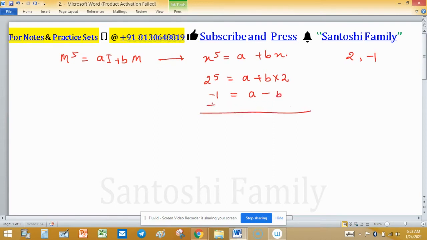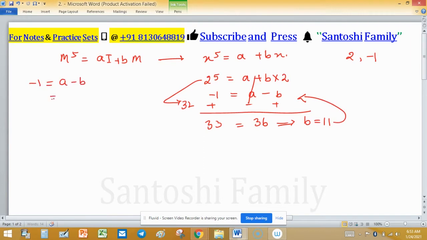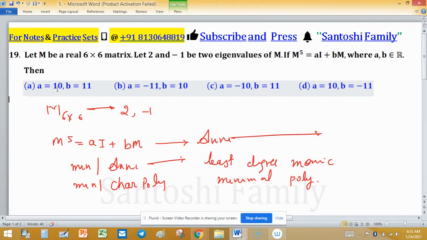Now subtract these. This will cancel out. It will be 33, since 2 raised to the power 5 is 32. 32 plus 1 is 33, equal to 3b. This implies b equals 11. Now put this value of b in this equation: minus 1 equals a minus b. Sorry, b is 11. So the value of a equals 10. Which option is giving a equal to 10 and b equal to 11? So option A is true.